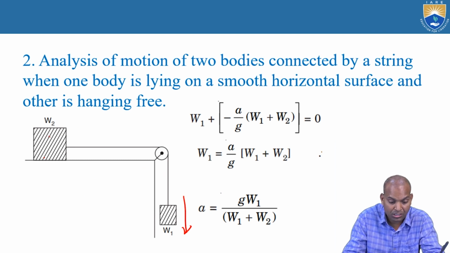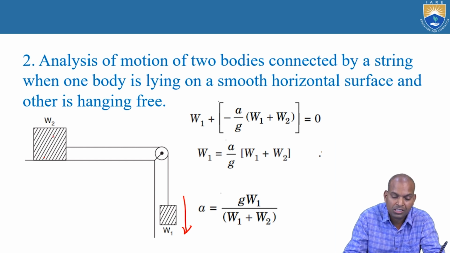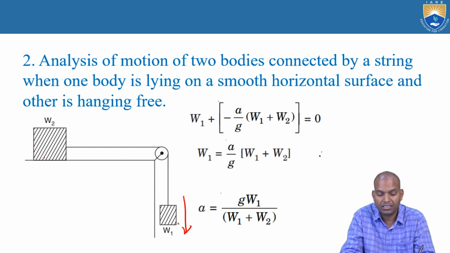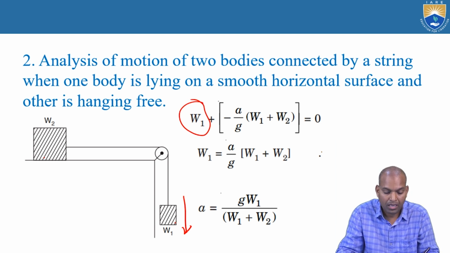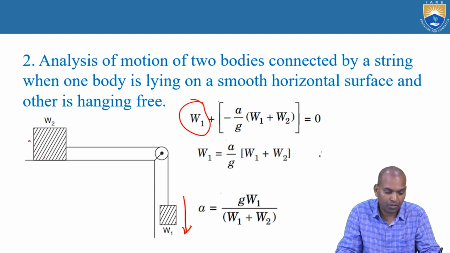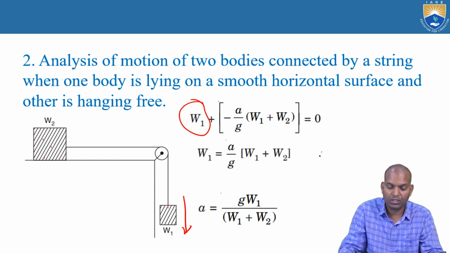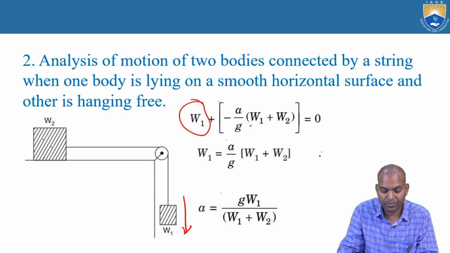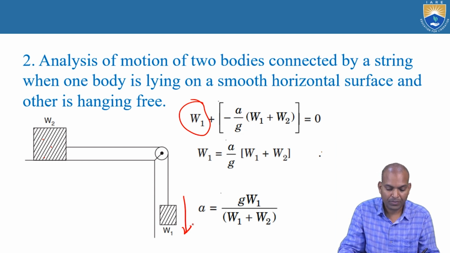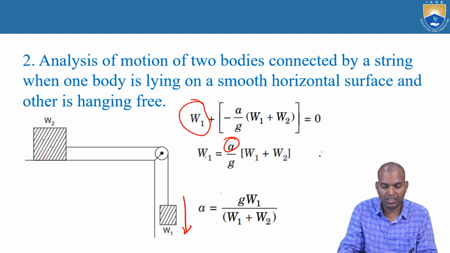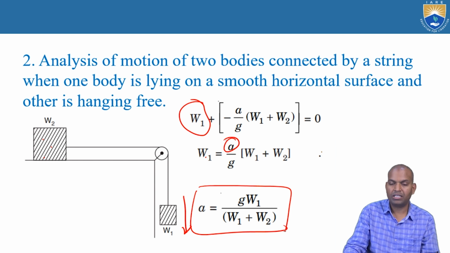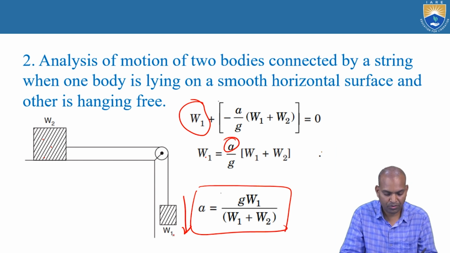What is the net external force acting on the system? W2 is not causing any force, it is in static condition. But W1 is causing it. This is the net external force acting on the system, plus the inertia force. What is the inertia force? Both W1 and W2 contribute to the inertia force, that is minus A by G times W1 plus W2. Now W1 equals A by G times W1 plus W2. From this, A equals G times W1 by W1 plus W2.